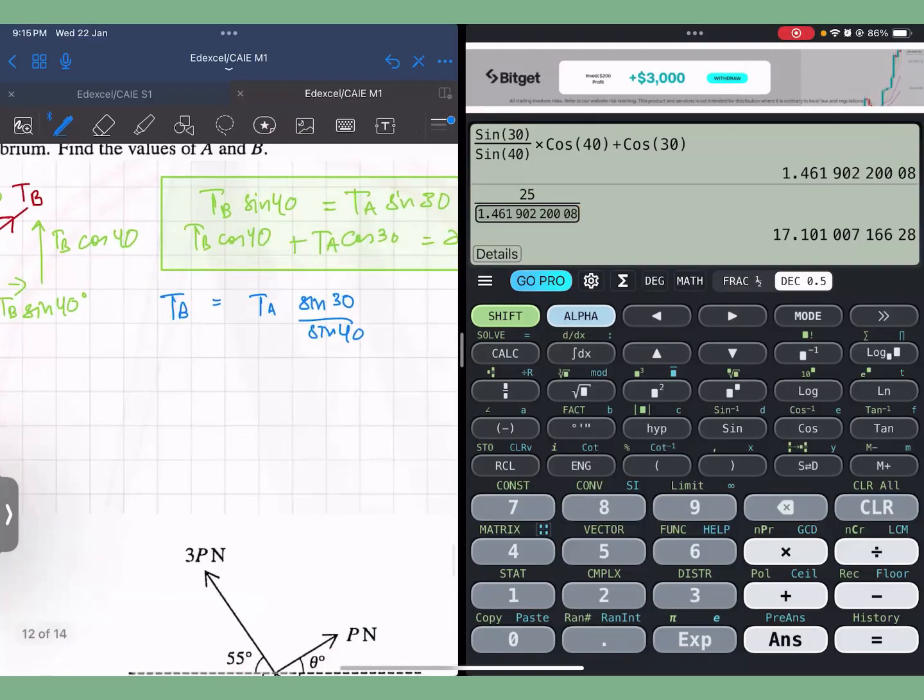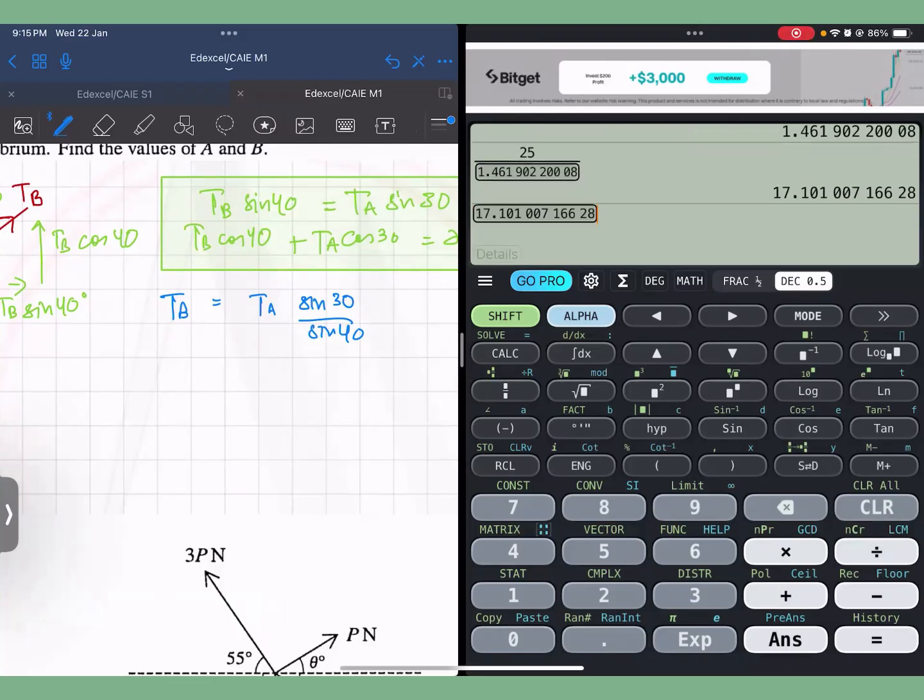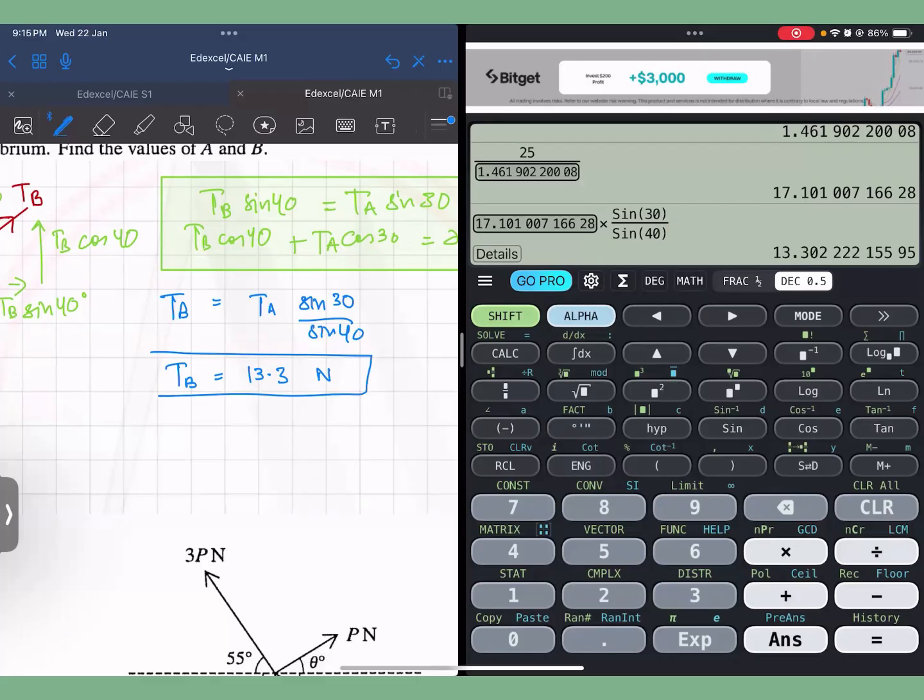Then you can substitute the value of TA over here: 17.11, whatever that is, multiplied by sine 30 upon sine 40. So you're getting 13.3. Your TB is coming out to be 13.3 Newton. This is your final answer.